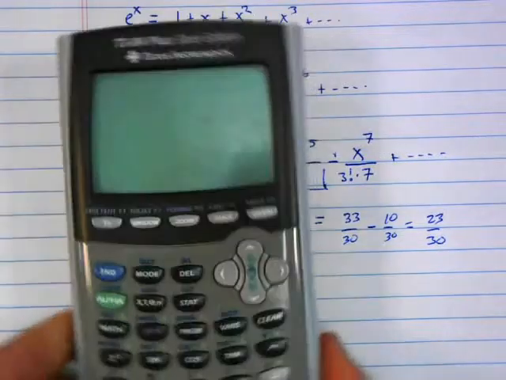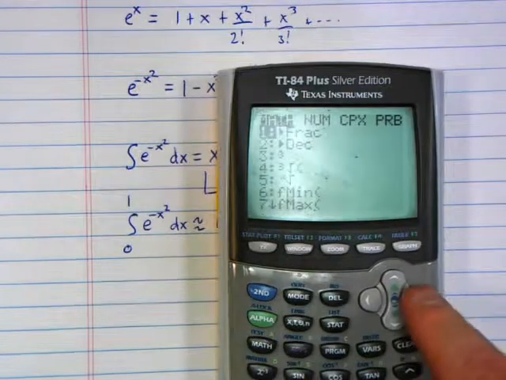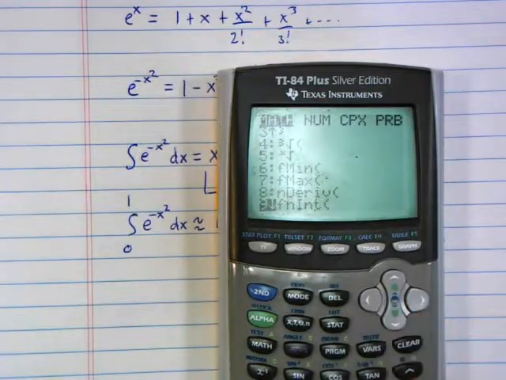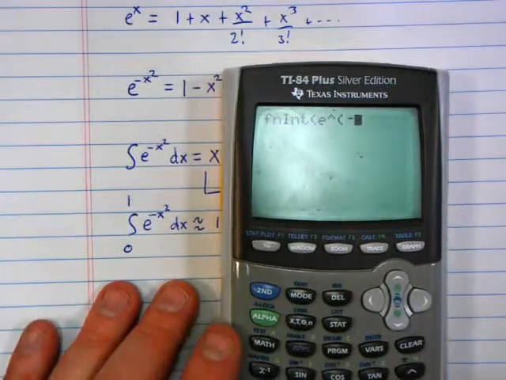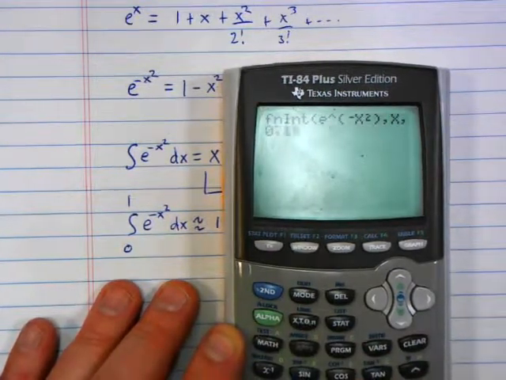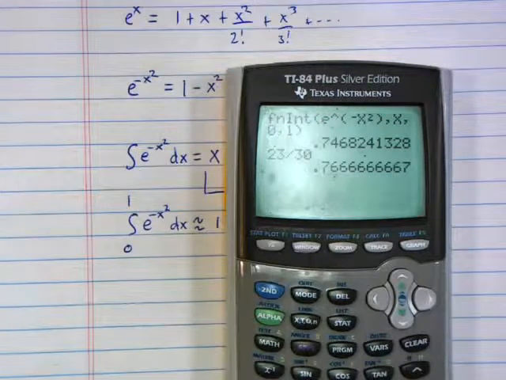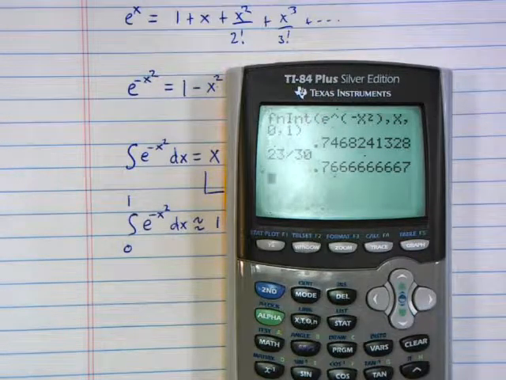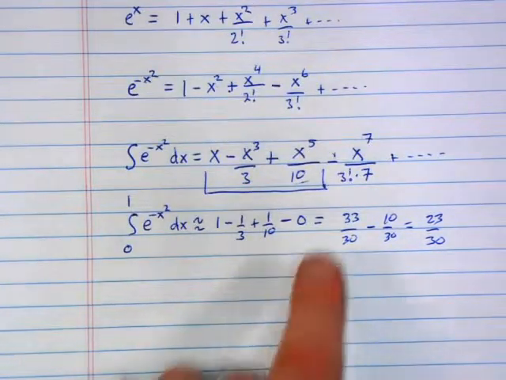Just for fun, I'll type in integral of e to the negative x squared, comma, x, comma, 0, comma, 1. How accurate was our answer? Not bad for only using 3 terms. How could we get a more accurate answer? Use 4 terms, use 5 terms, use 6 terms. What if we added just one more term?